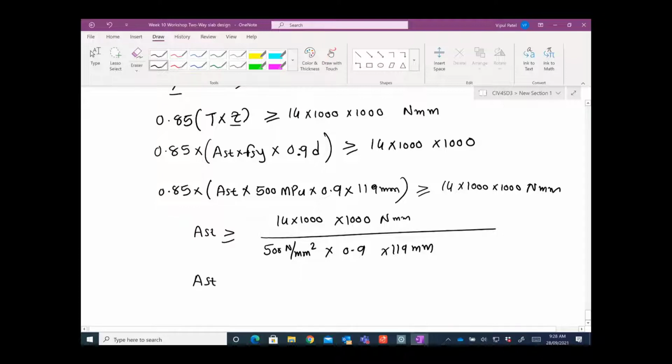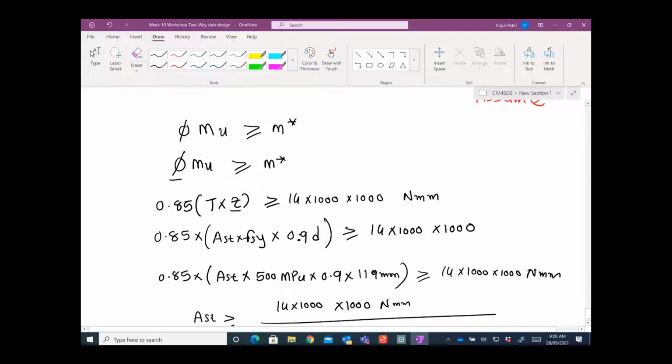So if I calculate this one, 14 times 1000 times 1000 divided by 500 times 0.9 times 119, you get 261 millimeter square per meter. Please note this is per meter, right? It's not over the slab. It's just every meter you will provide 261 millimeter square per meter. Now that sounds good.